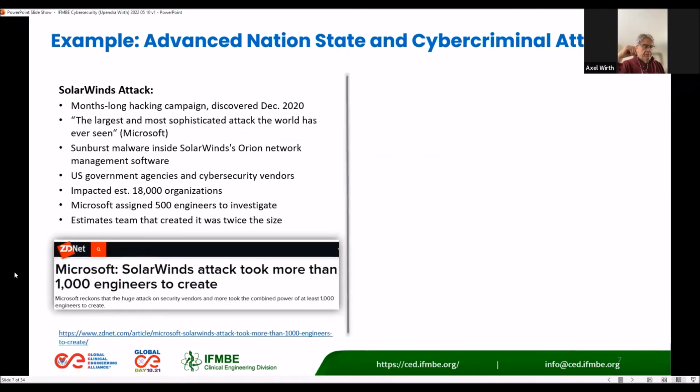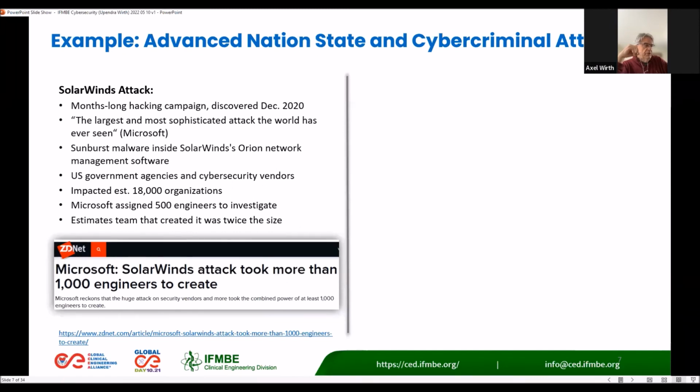So I'll give you two examples of what attacks look like today. Late 2020, we had a software supplier company by the name of SolarWinds have some of their products compromised in an attack that Microsoft calls the largest and most sophisticated attack the world has ever seen. And there was a specific piece of malware that was inserted in SolarWinds network management software.